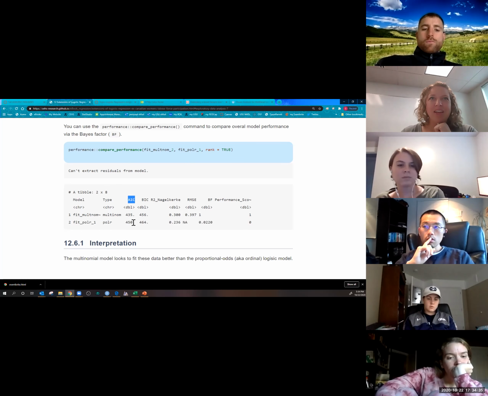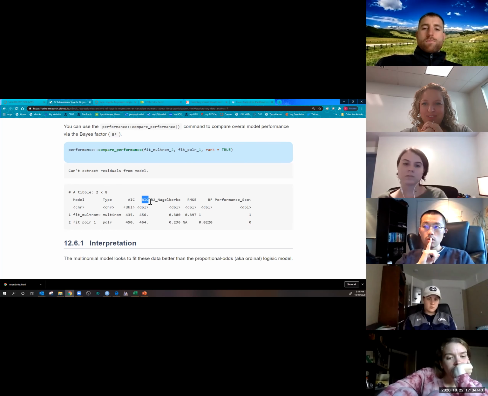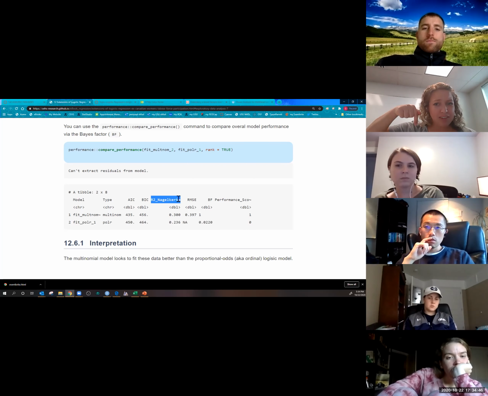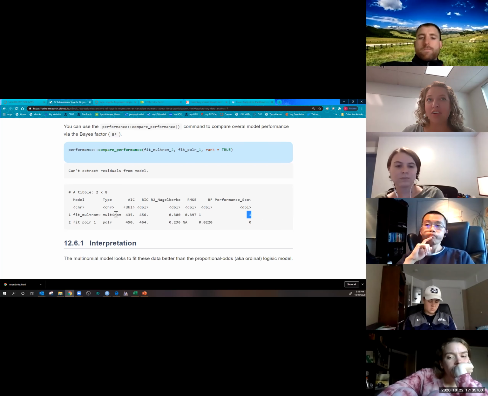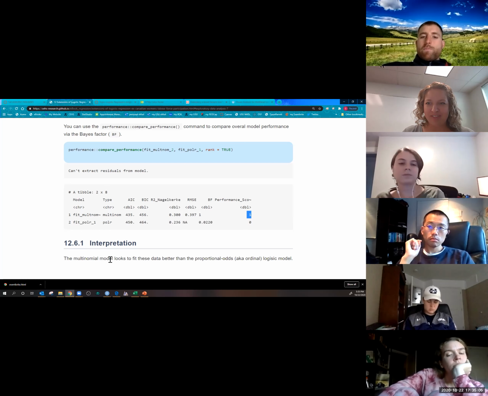Multinomial on the top. For BIC, which one does it say fits better? The top model, the multinomial. What about R squared? We want R squared to be smaller? No, we want R squared to be bigger. Which one has the better R squared? The multinomial. RMSEA we can't compare. The Bayes factor you want to be bigger. And the performance score we want to be bigger. So by the model fit, which of the two options fits our data better?